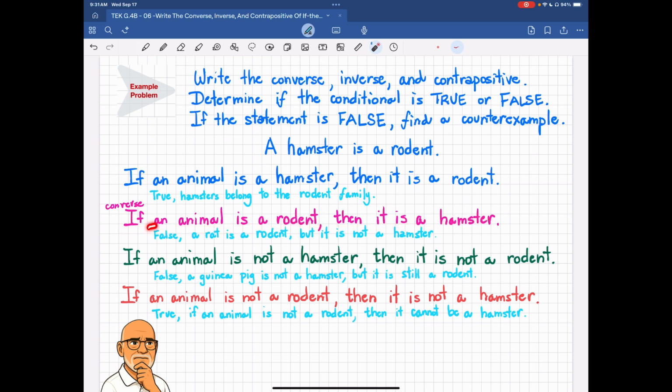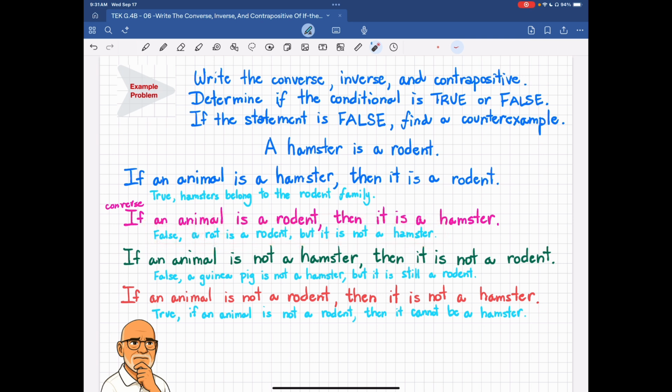So this is false because not all rodents are hamsters. Like you have rodents that are guinea pigs, you have other types of rodents as well. And so just because it's a rodent doesn't mean that it is going to be a hamster. So that makes this statement false. So a rat is a rodent, guinea pig is a rodent, but a rat is not a hamster. So this is false. And this is my counterexample, the rat piece right here. So I'm giving you a counterexample proving that this statement is false.